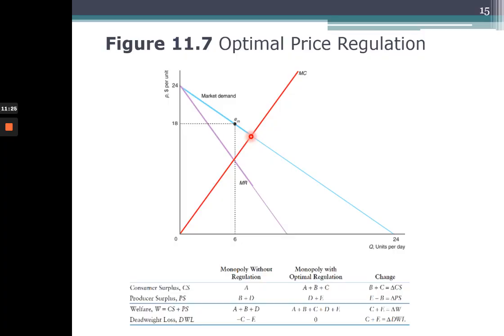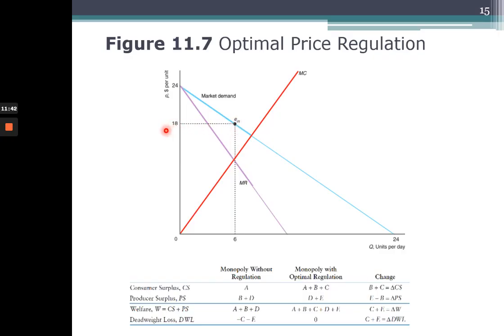Where would a monopoly produce? It's one firm, so it uses the profit maximizing rule, where MR equals MC, and it would produce an output of 6, and you go up to the demand curve and it would charge a price of 18.